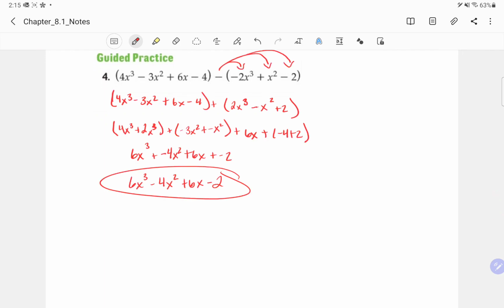Okay, for our last one here, I distributed the negative to each term, changing the second half to 2x cubed minus x squared plus 2. I matched up my x cubed, matched up my x squareds, and matched up my x's. There was only one of them, so it just hung out. And then I matched up my constants. It left me with 6x cubed plus a negative, and then I had a plus negative over here. So my last step was to get rid of those double signs, leaving me with 6x cubed minus 4x squared plus 6x minus 2.